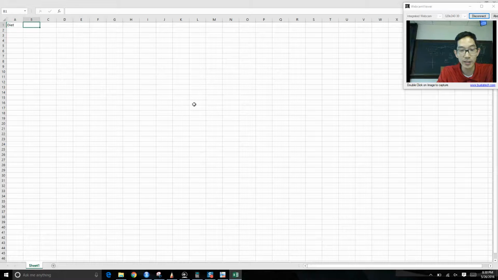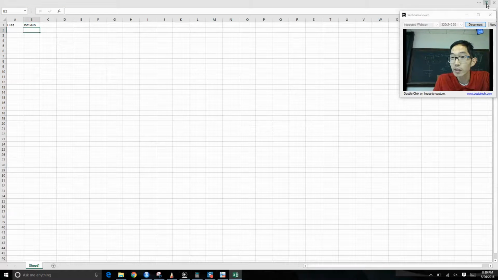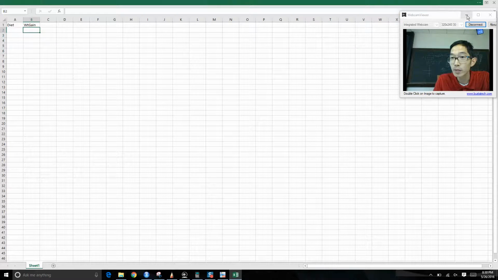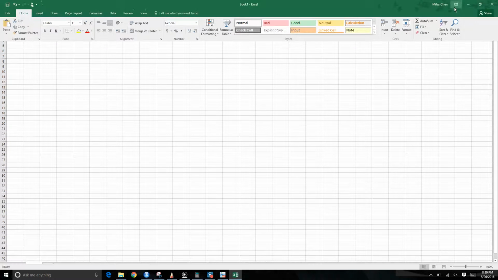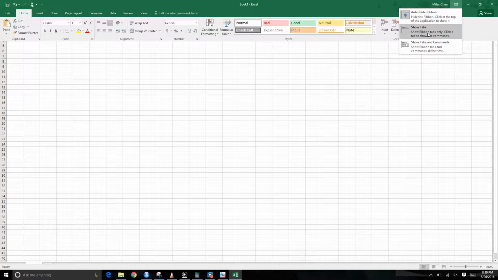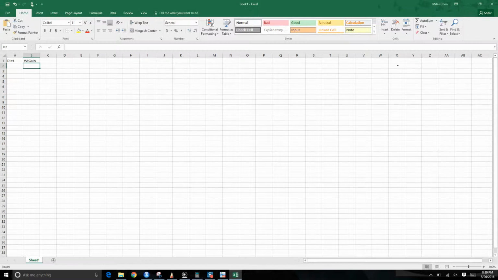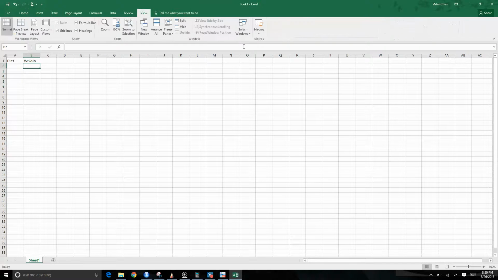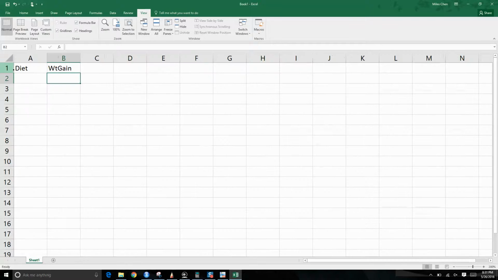diet and weight gain. Okay, how do I zoom here? Okay, show tabs and commands, and then view, zoom, 200, I don't know, whatever. Okay, so there we go. Oops. I don't know what that is. How do I undo that?